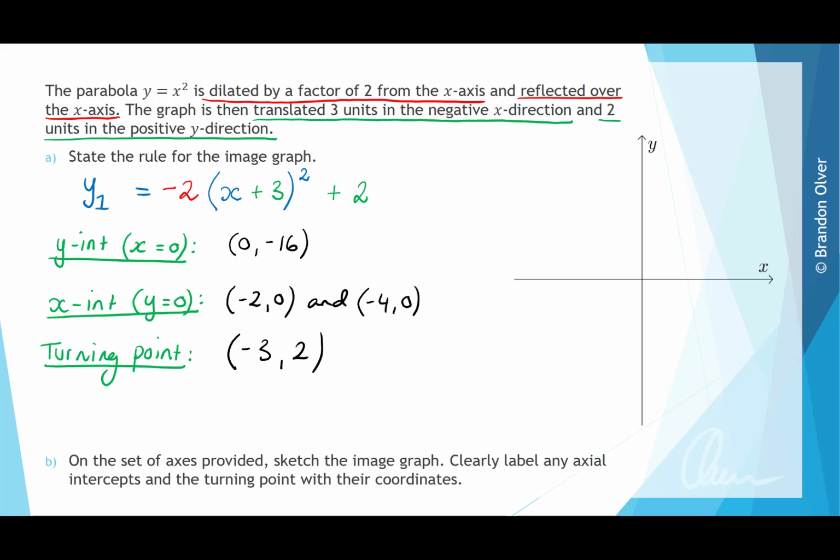So now all we need to do is sketch that graph and label the key features. So our graph is going to look something like this, where we have our turning point at (minus 3, 2), one intercept here at (minus 4, 0), the other intercept at (minus 2, 0), and our y-intercept at (0, negative 16). So that's the graph of the image graph under this transformation.